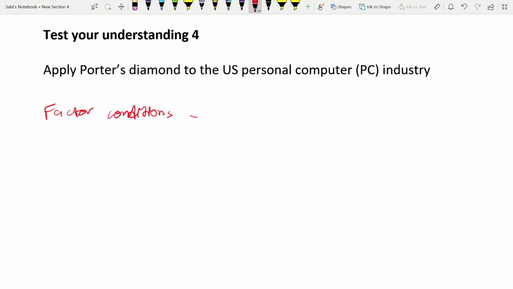In factor conditions, what is there when it comes to US personal computer? What is that factor which is helping it? The US is so known for the personal computer industry, PC industry. There is an area also where all the IT engineers come from. They get trained. What is that area? Silicon Valley. It is known as Silicon Valley because they are very trained in that, right? They have a large population of well-trained engineers. That's their reason for their success.